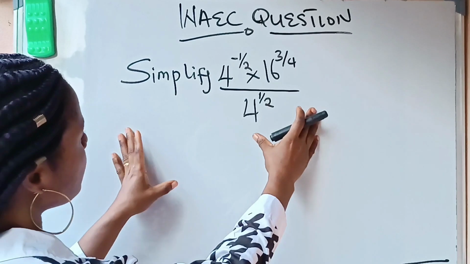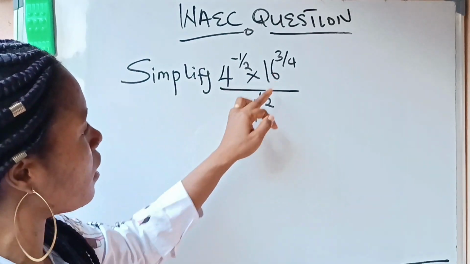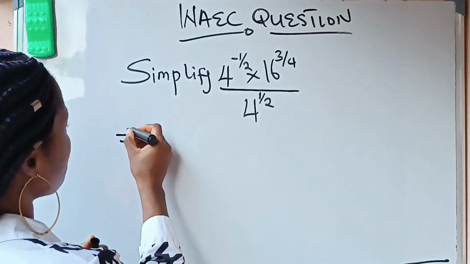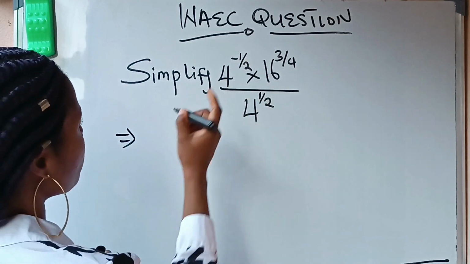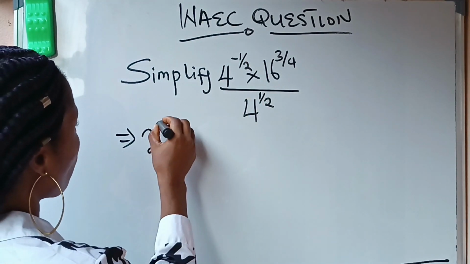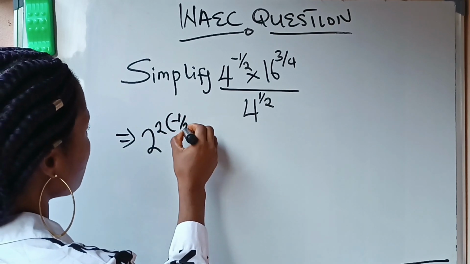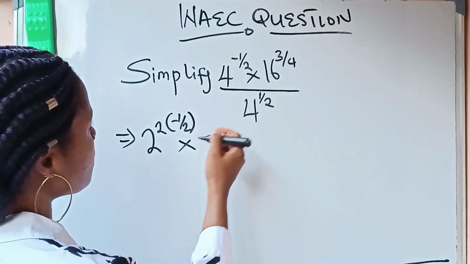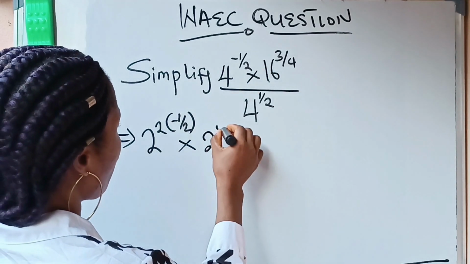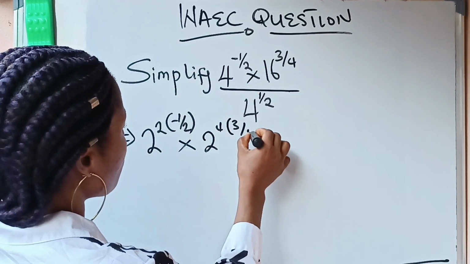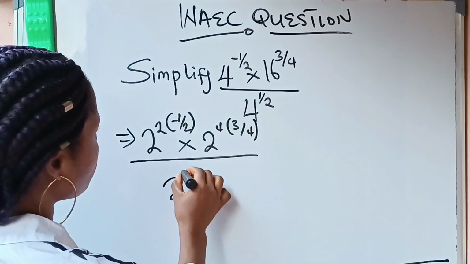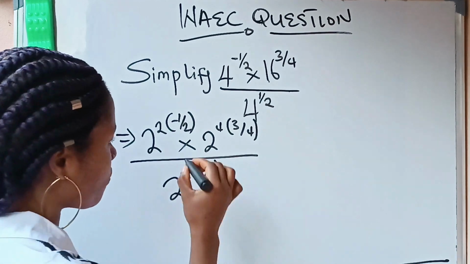Okay? Now looking at this, I can put everything here in base 2. Now, I can rewrite this 4 raised to the power of minus half as what? 2 raised to the power of 2 into minus what? Half. That is 2 raised to the power of 2 is equal to 4. Times 16 is the same thing as 2 raised to the power of 4 into what? 3 over 4. All over this is 2 raised to the power of 2 into half.